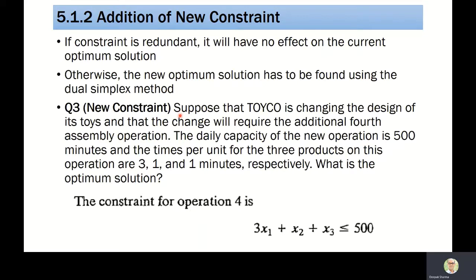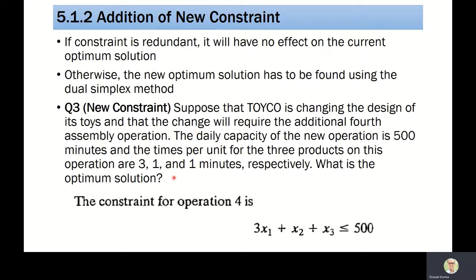So let us have question number 3. Understand this particular scenario. Suppose that Toyco is changing the design of its toys and that the change will require an additional 4th assembly operation. As soon as you have a 4th assembly operation, it is going to put a 4th constraint into our problem. The daily capacity of the new operation is 500 minutes, and the time per unit for the 3 products on this operation is 3, 1 and 1 minutes respectively. What is the optimum solution?